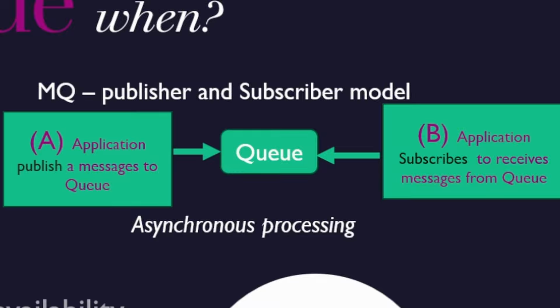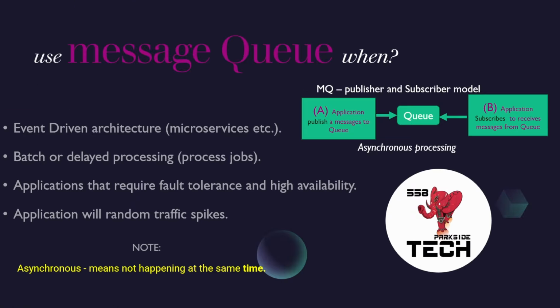B could be down and having problems, no problem. Whenever B, the application that subscribes to the queue, is up and running, it can process what's on the queue. This is also great for applications that require fault-tolerant high availability. Why? Because even though A has processed all its business for the day, all that business is sitting in the queue. So it can handle fault tolerance. Applications with random spikes are also a great use case for that. But remember, this is any time you can do asynchronous processing.